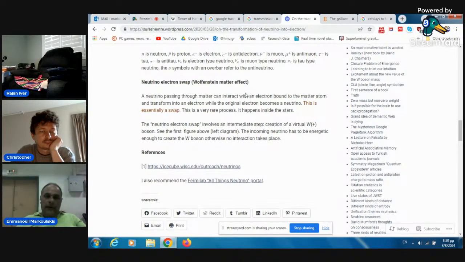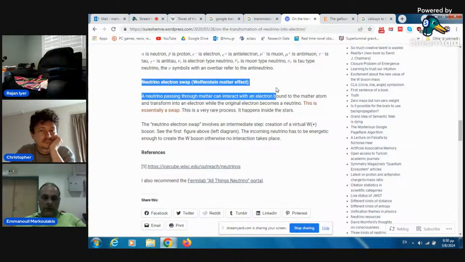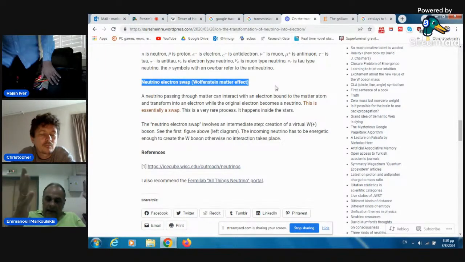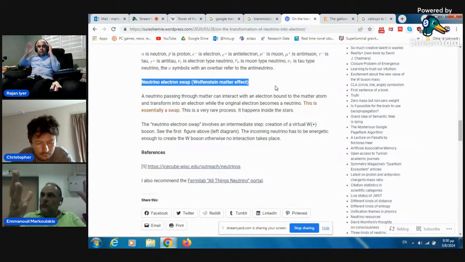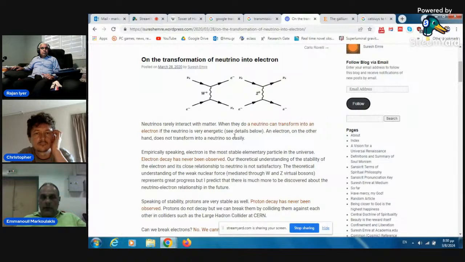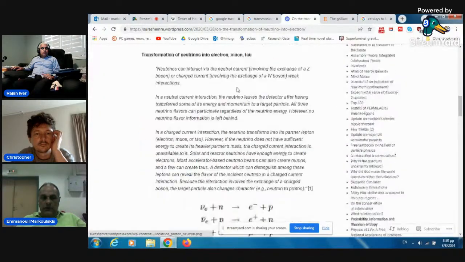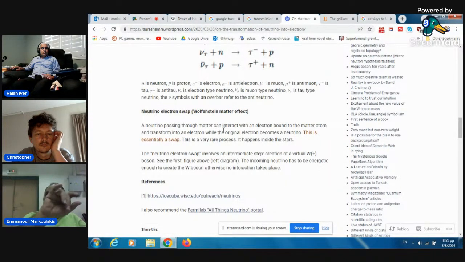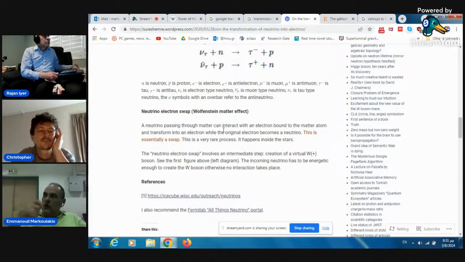However, by this process, you gain an electron, so it will not contribute. So my thought was maybe the neutrinos spontaneously transform to electrons, because this is actually possible. This is possible via this process here, and also via this process, the Wolfenstein matter effect. So if a neutrino is passing very close to an atom, it can spontaneously transform to an electron.